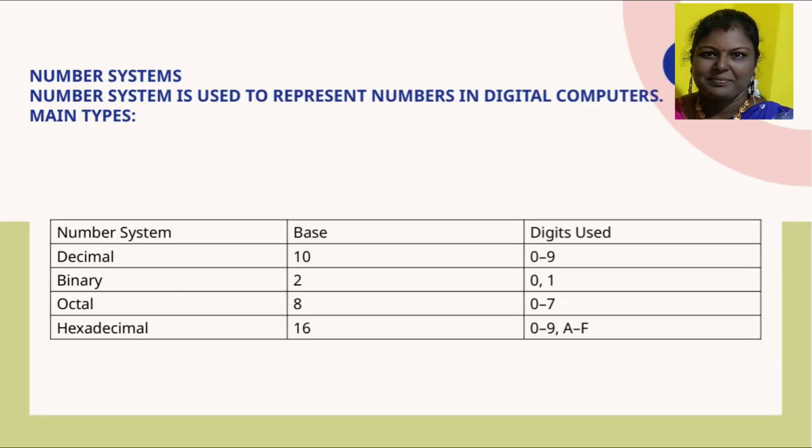Let's take a closer look at number systems, the way we represent numbers in digital computers. The most familiar is decimal, base 10, using digits 0 through 9. Then there's binary, base 2, which uses just 0 and 1. Octal, base 8, uses digits 0 to 7. And hexadecimal, base 16, combines numbers 0 to 9 with letters A through F. These systems are the foundation of how computers process and store information.